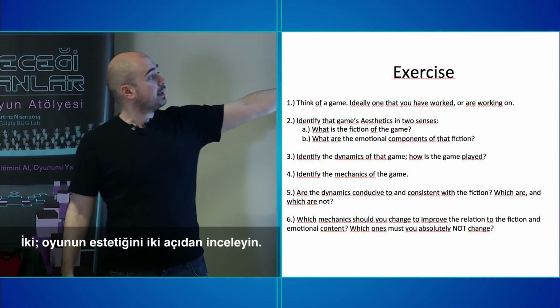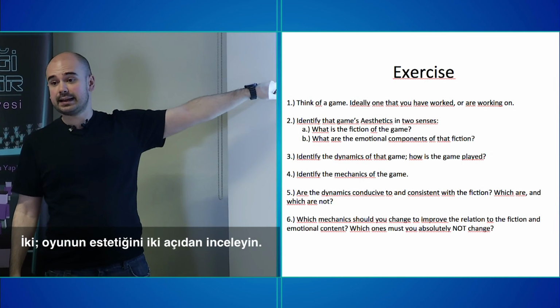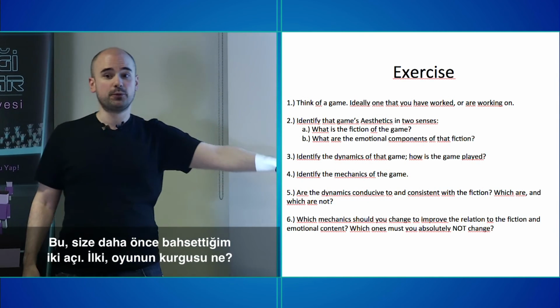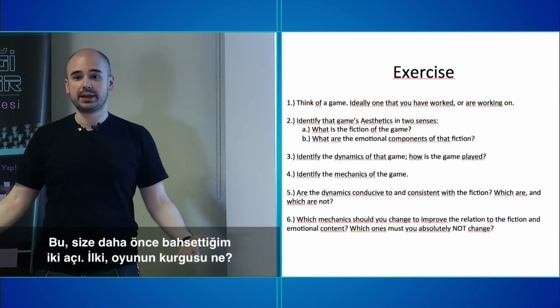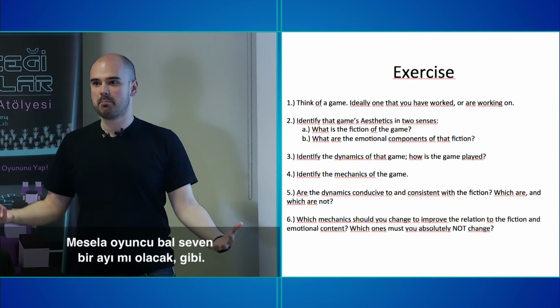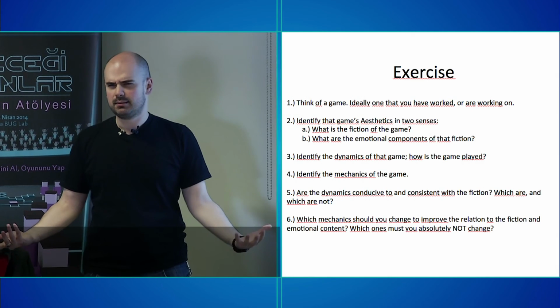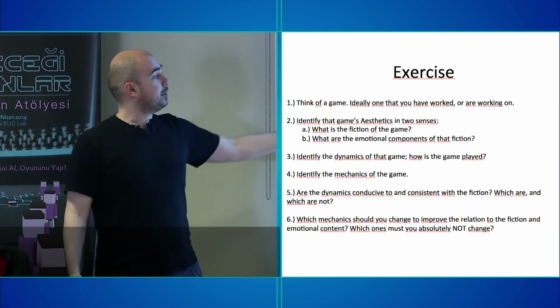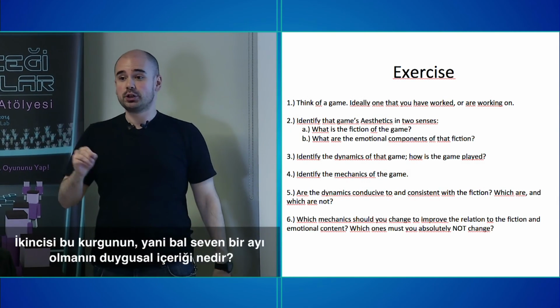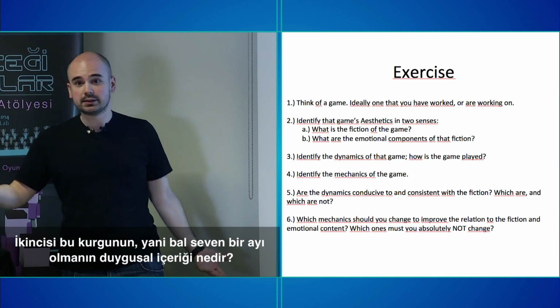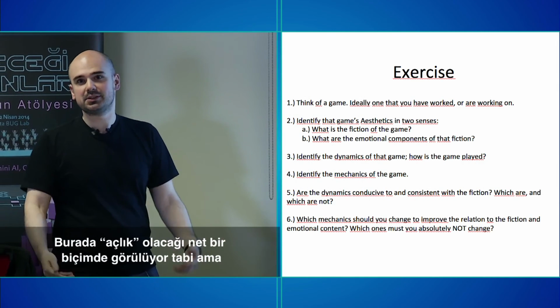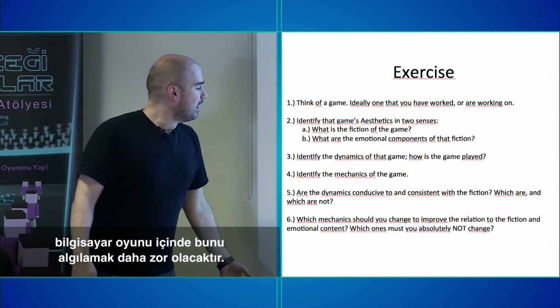Now, number two. Identify the game's aesthetic in the two senses that we discussed before. Number one is, what is the fiction of the game? The player is a bear that really likes honey or something, I don't know. B, what are the emotional components of being a bear that really likes honey? Obviously hunger, but that's kind of difficult to do in a computer game.